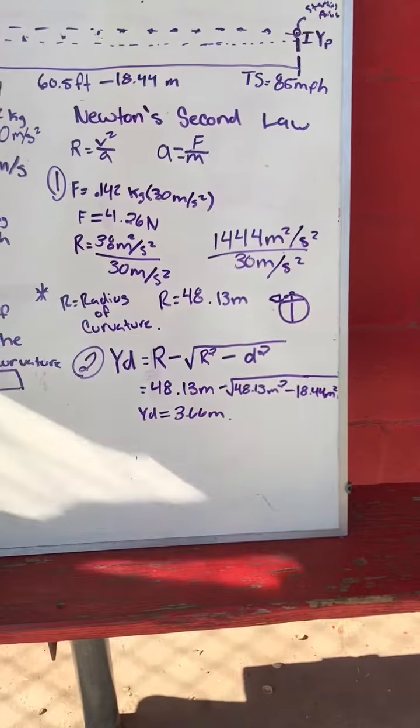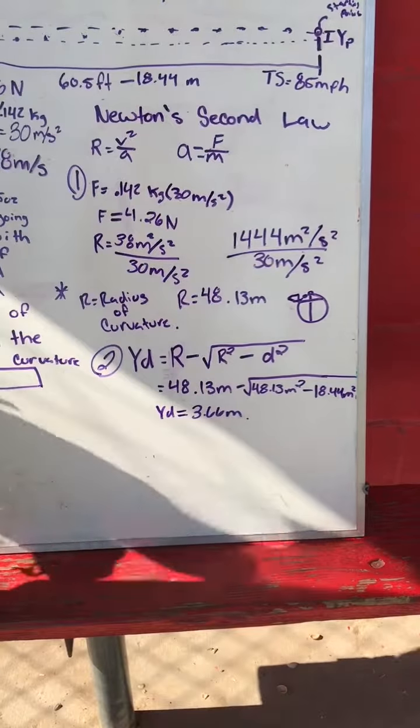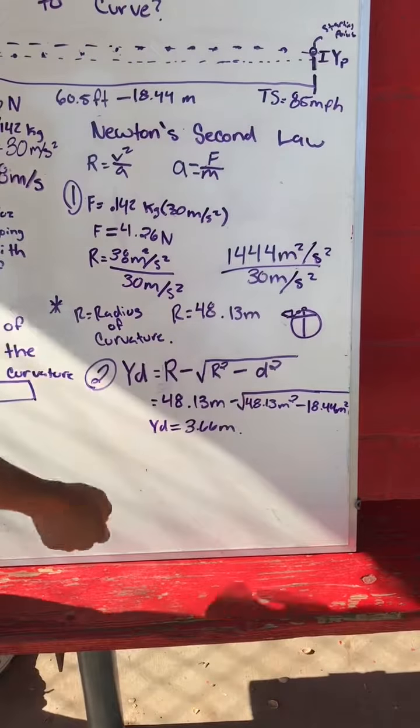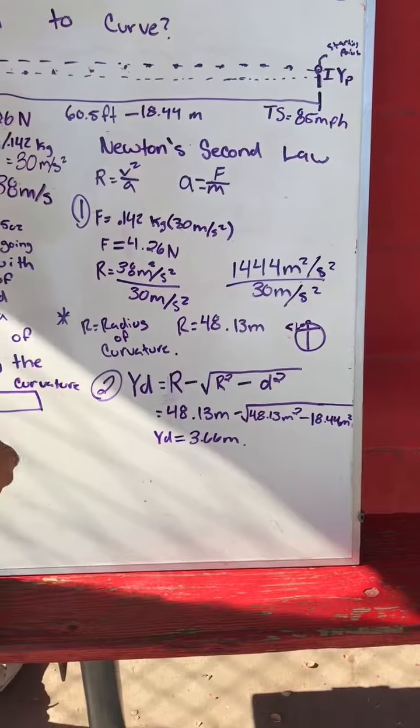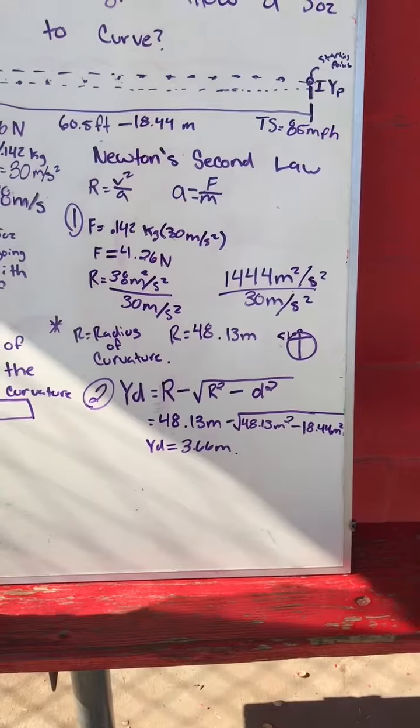Alright, so in case you guys don't know what the radius of curvature is, imagine this curve on a circle. We are finding the distance of the starting point and the ending point of that curve. So the radius of curvature is the middle of that circle.